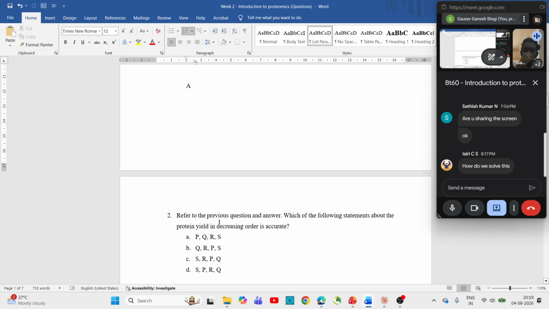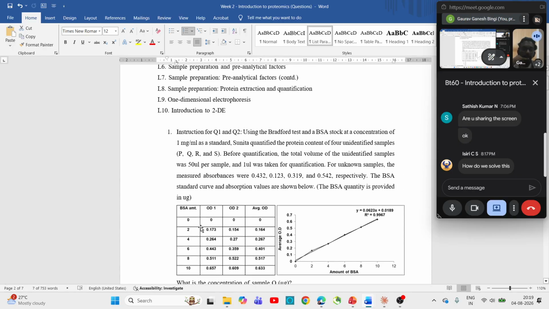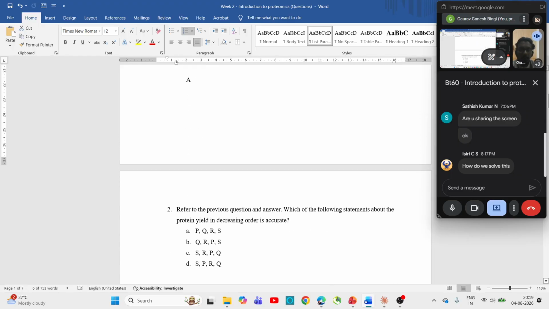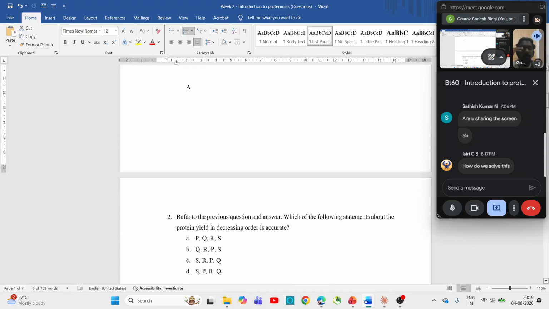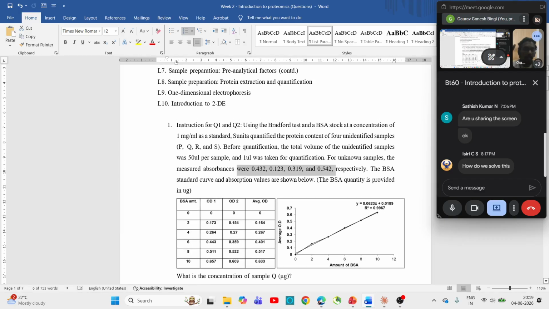Similarly, you need to find which of the following statements about the protein yield in decreasing order is accurate. Decreasing order indicates the highest concentration will come first, then the lower, and the lower. So OD is directly proportional to the concentration. We have OD here. We don't have to find the concentration. We just need to give the order. They have not asked us to find the concentration of each and every unknown sample. Obviously, OD is directly proportional to the concentration, so you can just directly check the OD and tell the order.